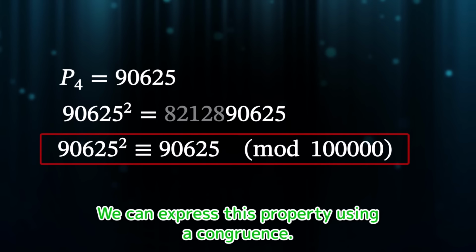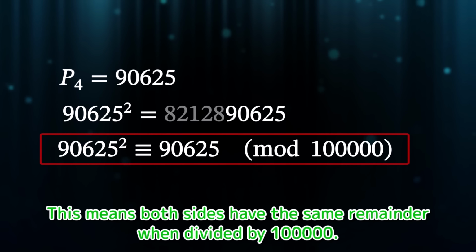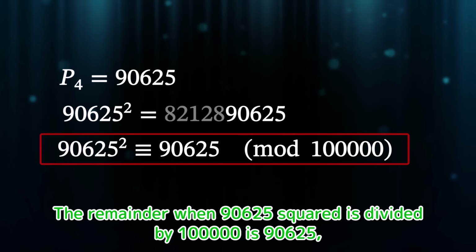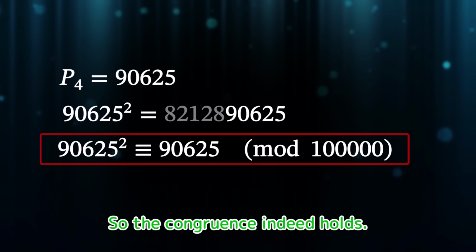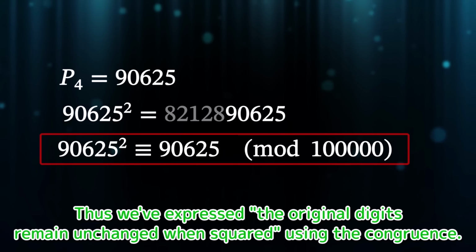We can express this property using a congruence. This means both sides have the same remainder when divided by 100,000. The remainder when 90,625 squared is divided by 100,000 is 90,625. And the remainder when 90,625 is divided by 100,000 is also 90,625. So the congruence indeed holds. Thus we've expressed that the original digits remain unchanged when squared, using the congruence.